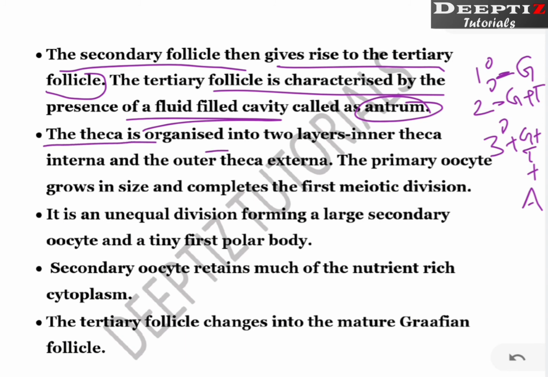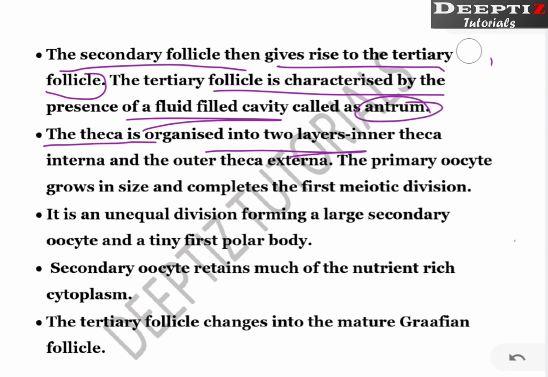The theca is organized into two layers. Now as it develops, what happens? That layer of theca, see, let me make it a little more detailed, right? So there was this primary oocyte.